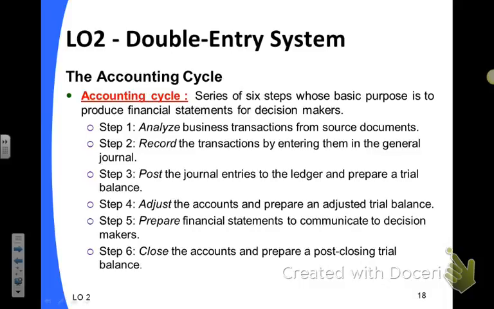So the accounting cycle is a series of 6 steps. We shortened it a little bit from the 8 steps that we talked about in the first half of the year. It's basically analyzing our transactions using our source documents, recording our transactions in the journal, posting and preparing a trial balance, doing the adjustments and an adjusted trial balance, preparing financial statements, and then closing the accounts after you do a post-closing trial balance.